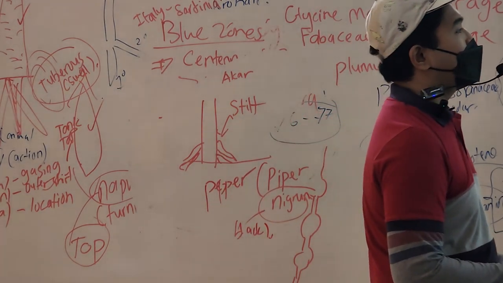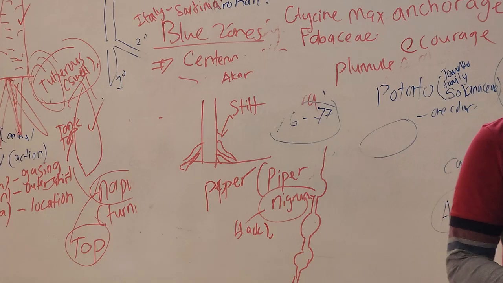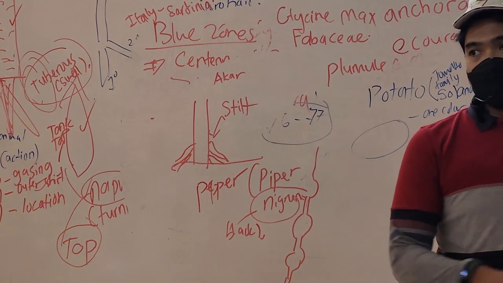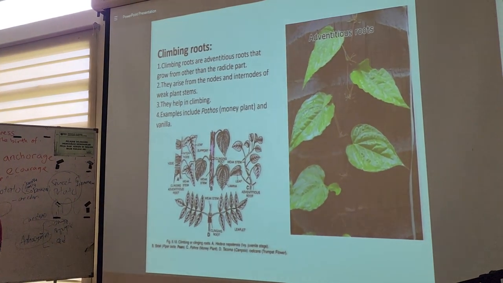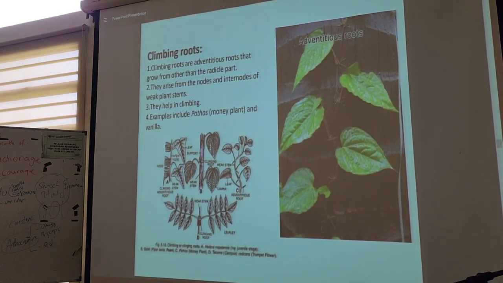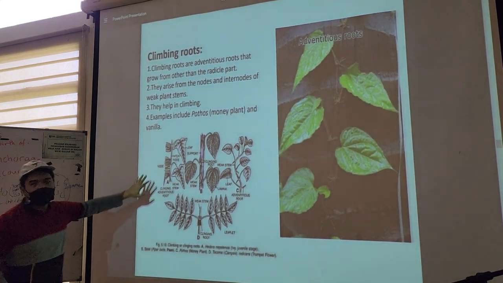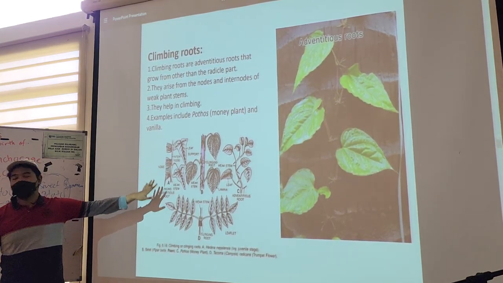Okay? So some roots under this category are very fine so that they can go into the nooks and crevices of the rock or building and they stay in there. Or they have special glue. You don't see any cracks on the wall, but the root is sticking to the wall. It's got glue. Okay?